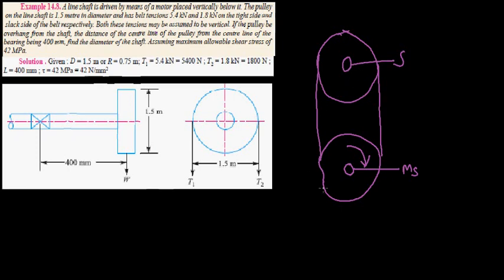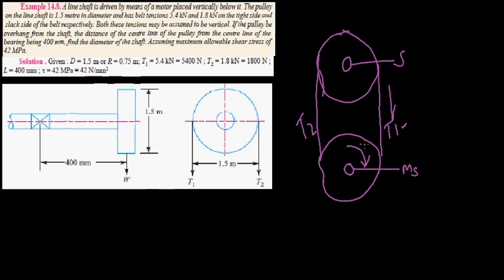Now just imagine if this is rotating clockwise, so this pulley is trying to pull this belt, isn't it? It is pulling this. So if it is pulling this, naturally you can feel that the tension will be more here. So let this be T1, and the tension on this side is T2. So this tension is called the tight side. Why? Because it is pulling it, because it is rotating in this direction.